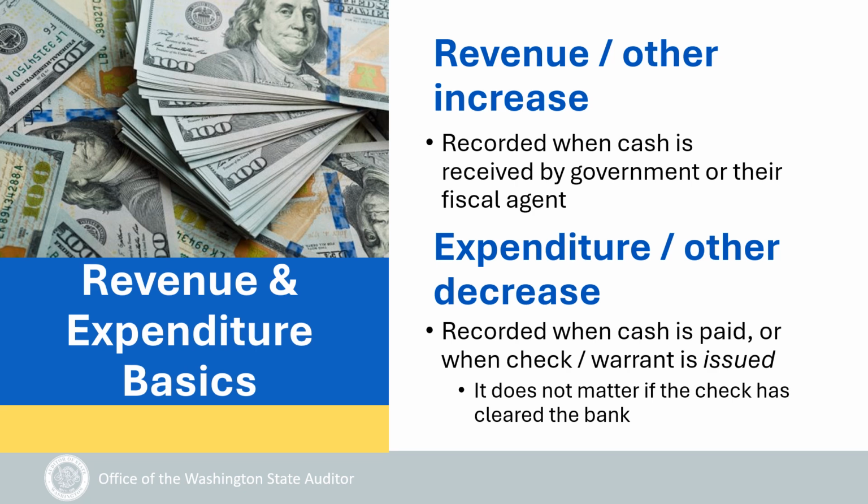To be specific, revenue should be recorded when cash is received in the government's accounts, this being the government's own accounts or accounts held with their fiscal agents. Expenditures should be recorded when cash is paid or when a check or warrant is issued. Note that this does not consider the clearing of the funds from the bank. If the government has written a check or issued the warrant, that is the triggering moment for recording the activity.